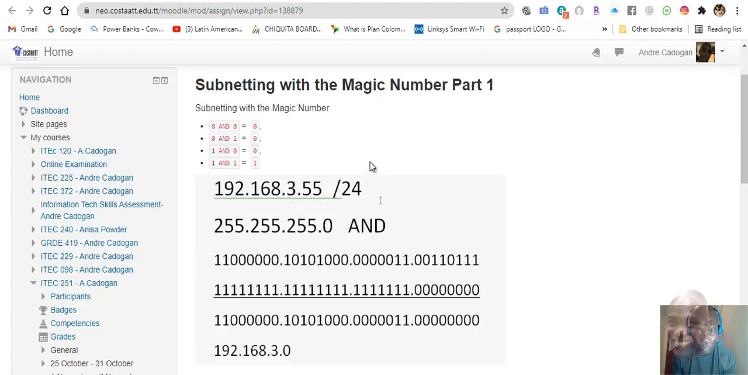192.168.3.55, and we're going to use the whole concept of ANDing, which is here. I'm going to explain this concept with the truth tables, where a true and a true is equal to a true, 1 and 1 equals 1. A true and a false equals a false, which is 1 and 0 equals 0. False and true equals 0, which is 0 and 1 equals 0. And a false and a false equals a false, which is 0. So we'll be looking at converting these dotted decimal notations into 32-bit binary notations, for example.